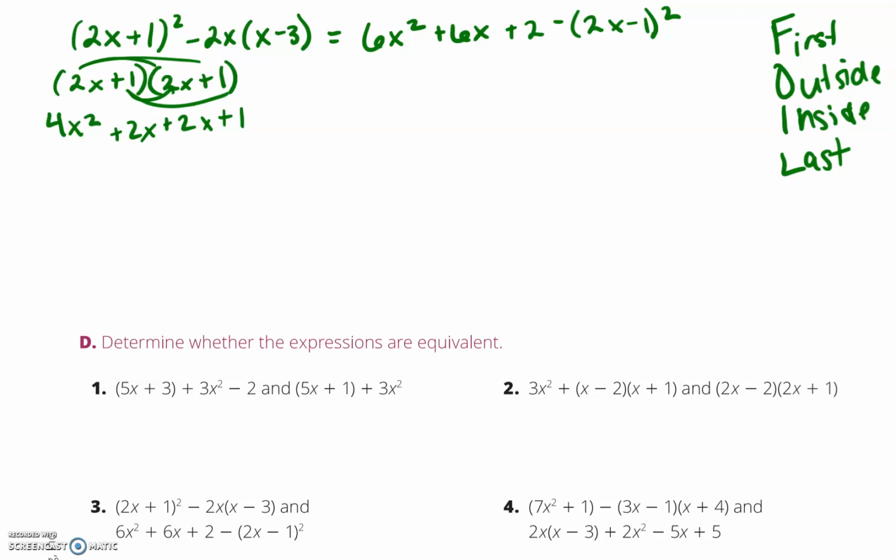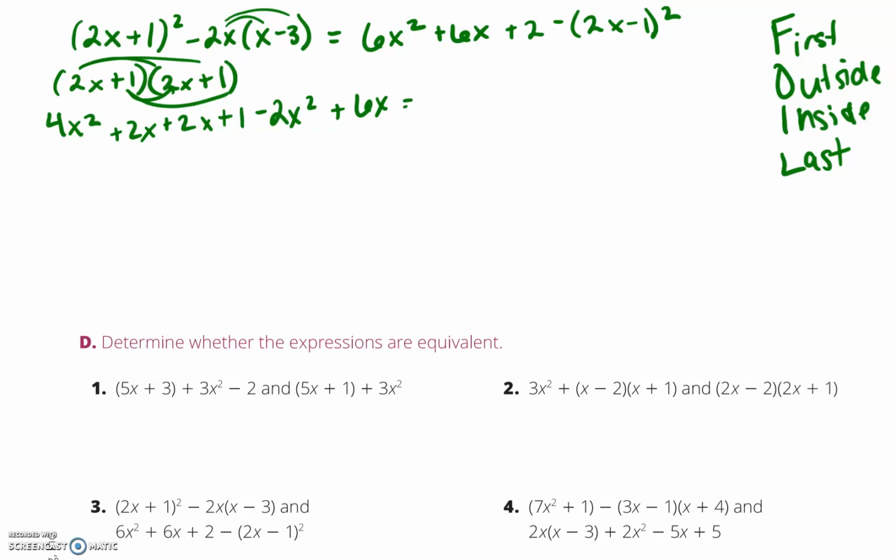And then we still have that negative 2x times the quantity of x minus 3, so we need to distribute that as well. So we have a lot of multiplication going on in this next step. Negative 2x times x would be negative 2x squared, and negative 2x times negative 3 would be positive 6x.